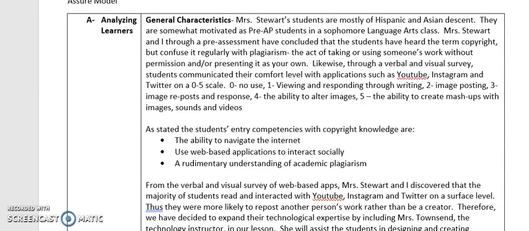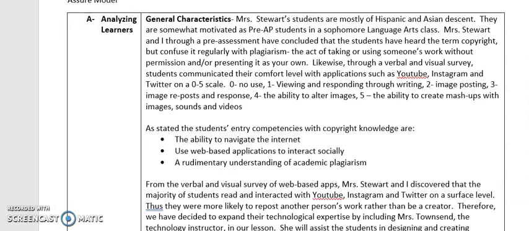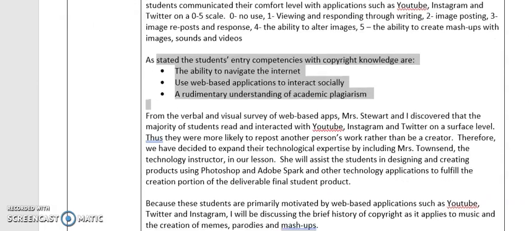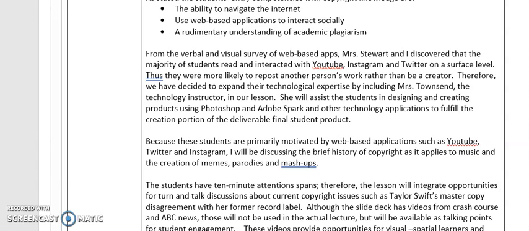As stated, the students' entry competencies with copyright knowledge are the ability to navigate the internet, use web-based applications to interact socially, and a rudimentary understanding of academic plagiarism. From the verbal and visual survey of web-based apps, Mrs. Stewart and I discovered that the majority of students read and interacted with YouTube, Instagram, and Twitter on a surface level. Thus, they were more likely to repost another person's work rather than be a creator.